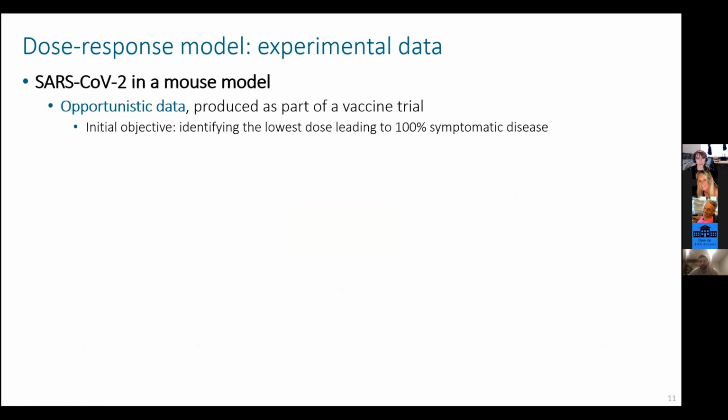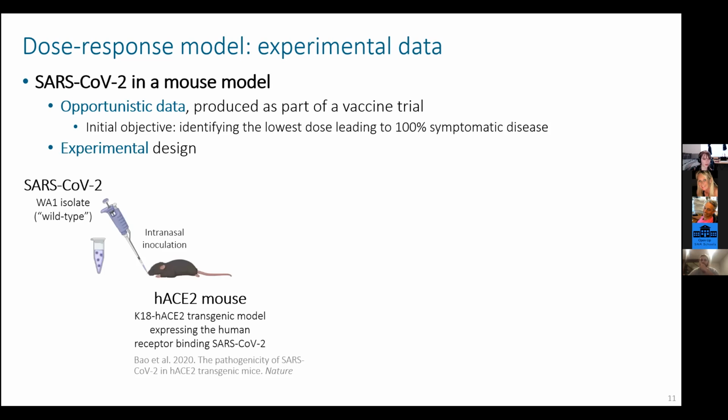Another point I want to raise about this data is that they are opportunistic data that they originally collected as part of the optimization of a vaccine trial. So they were not initially collected with the objective of building a model on the dose-response relationship. But they remain experimental data, so they have lots of value, like experimental data would have.